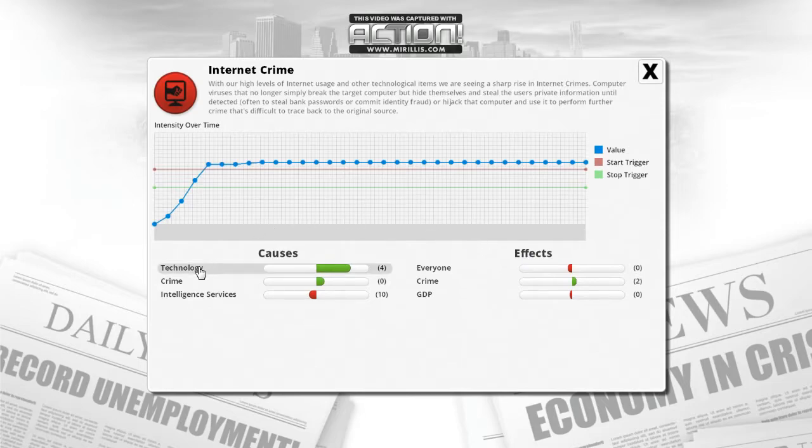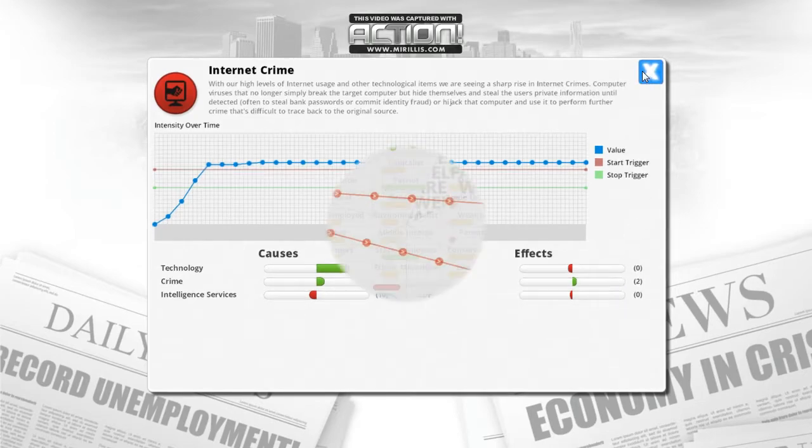So in this case, the fact that we have a lot of technology and a lot of crime, lo and behold, you have high-tech criminals and really sexy heist movies about high-tech criminals. The intelligence services are having a negative impact on internet crime. So they're lowering the level of internet crime, but they're just not doing it enough. So then it's having negative effects. Everyone is sad. This everyone bar means the opinion of everybody. Everyone is a little unhappy about the internet crime. It's also decreasing our GDP and increasing overall crime.